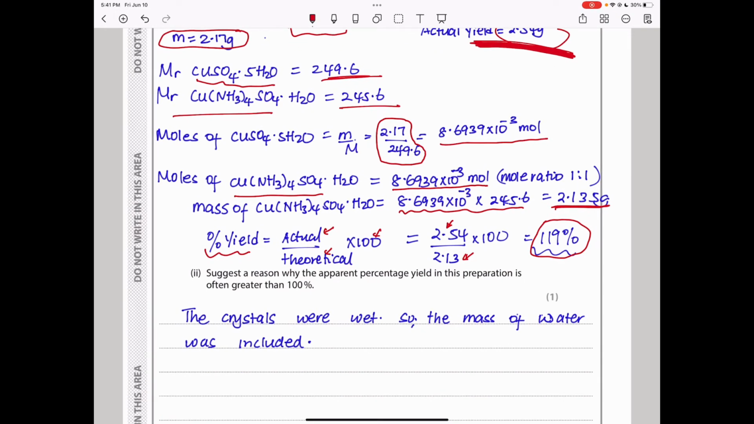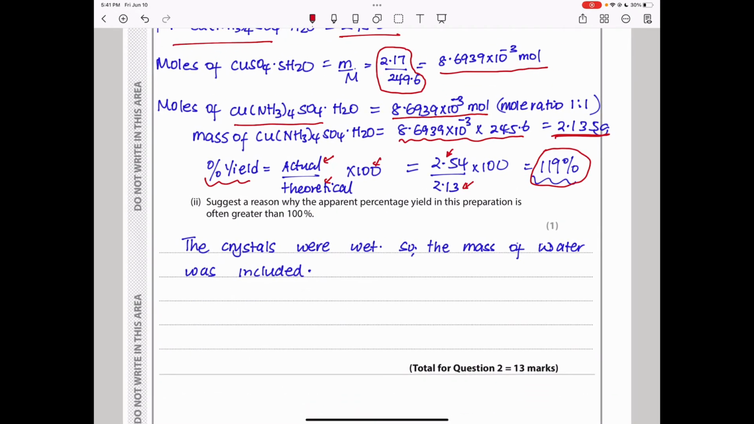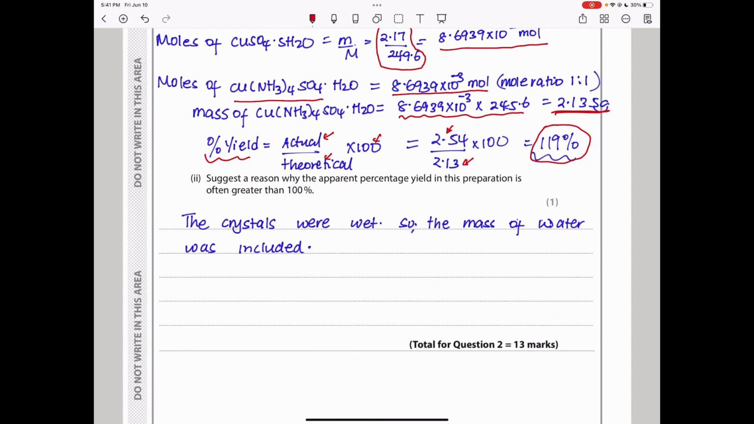Part 2 says, suggest a reason why the apparent percentage yield in this preparation is often greater than 100%. The reason for this is, of course, the crystals are wet. There is no way the actual yield can be higher than the theoretical. The only reason is that the crystals were wet and had water present within them. This brings us to the end of question 2. Let's continue to question 3.